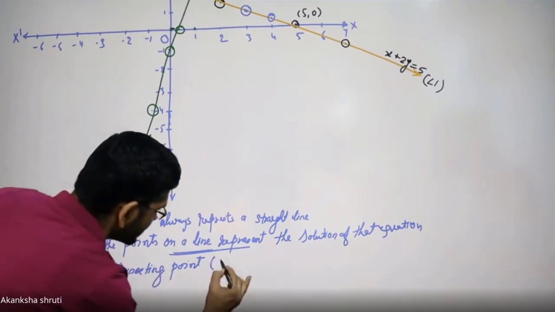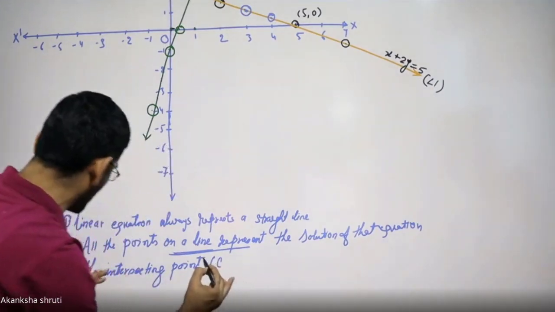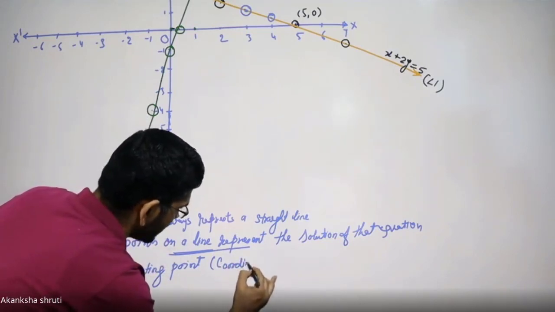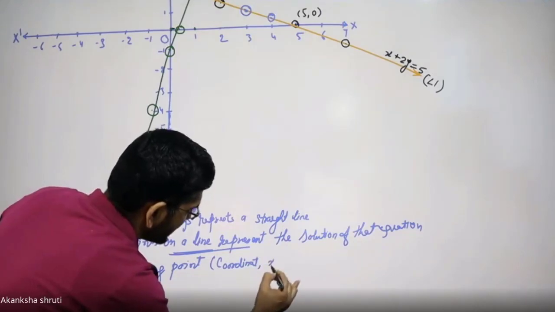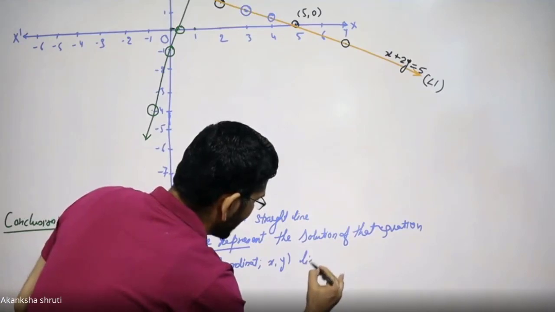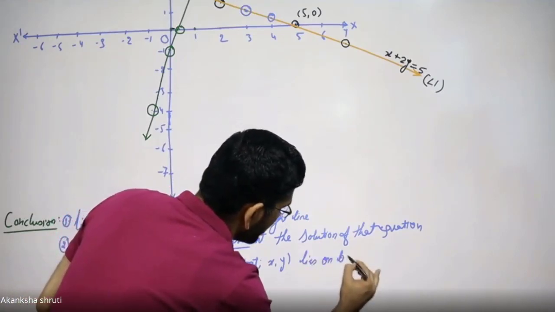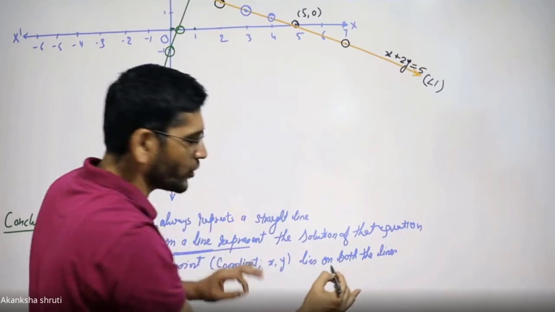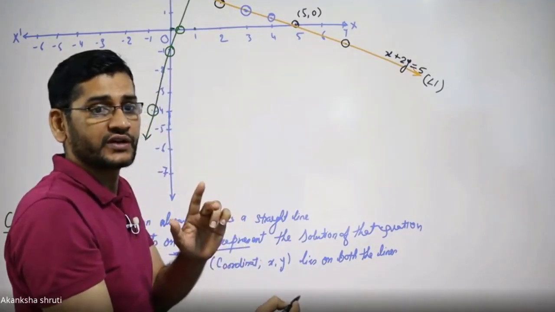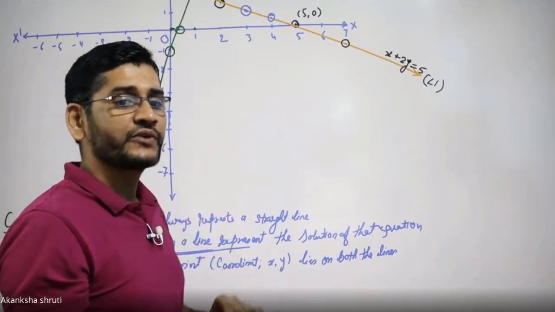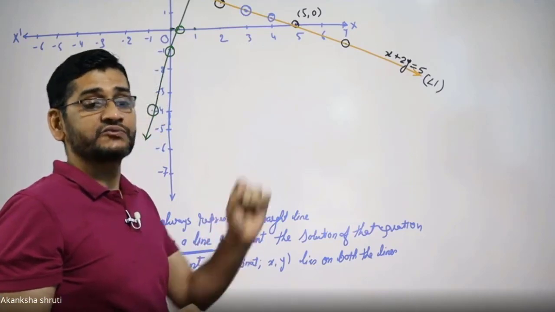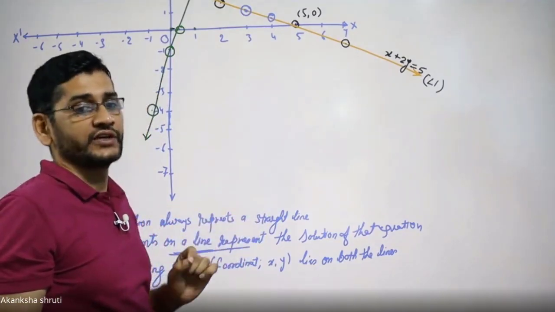Okay, now there are the coordinates of the intersecting point. So for the intersecting point, write the coordinates in brackets. Coordinate means x and y, (x, y). So the intersecting point lies on both the lines. When it lies on both the lines, it simply means it is the solution of both the equations. And what was the solution of a pair of equations or simultaneous equations? That value of x and y which satisfies both the equations in the pair.